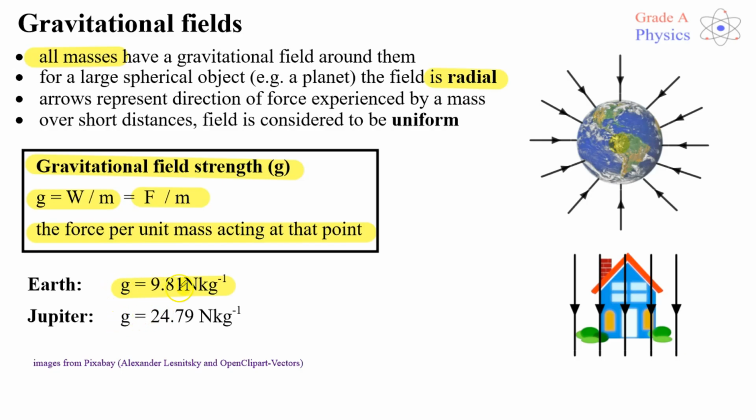So if I know that it's 9.81 newtons per kilogram, what that means is if I place a mass of 1 kilogram in the Earth's gravitational field, then the force it will experience at the surface is 9.81 newtons. However, if we go to another planet, for example Jupiter, then as expected, it's got a larger gravitational field because of its larger mass. So the same mass, 1 kilogram, will experience a larger force, in this case, approximately 25 newtons.